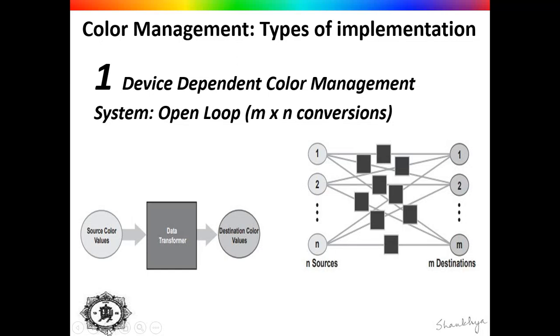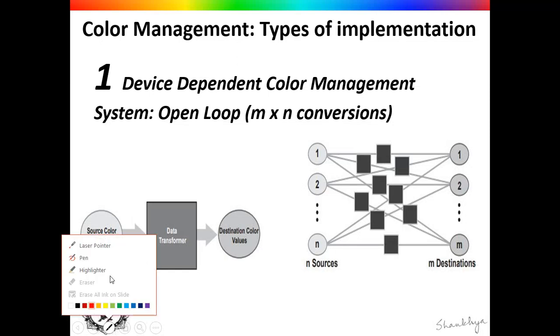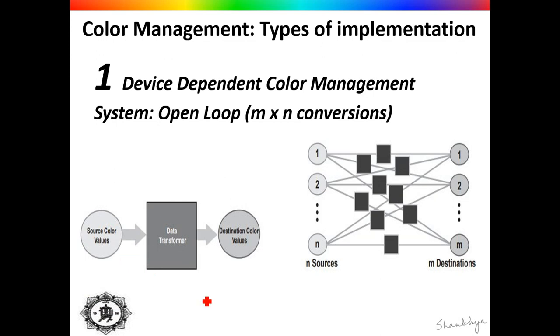Implemented in real life situations. I talked about you having a single computer, maybe an input device and a single output device. In that case, what are the steps that need to be followed in order to manage colors between your input and output devices? Just as a recap, what are the three steps that needed to be followed? The first one being calibration.